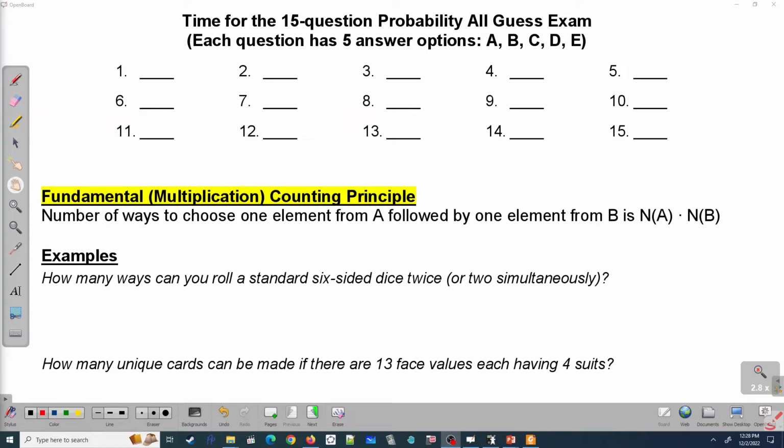When I begin this portion of a probability lesson where I'm focusing on the multiplication counting principle, I usually have students take a multiple choice test. In this case, 15 questions, and each of the questions has 5 options, A, B, C, D, E. The sneaky part is I say, okay, question number 1, but I don't actually give a question. I go question number 1, question number 2, question number 3, and then immediately they kind of get the idea, literally we are guessing. And that's why I call it the probability all guess exam.